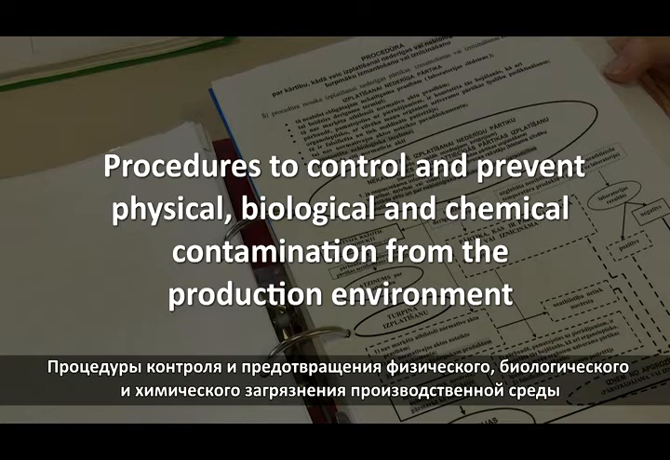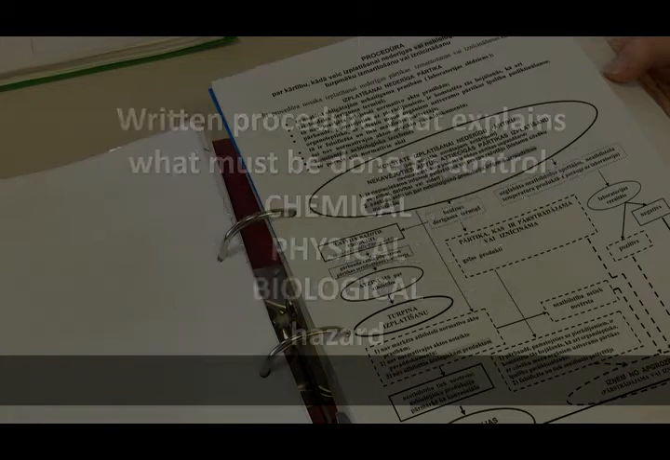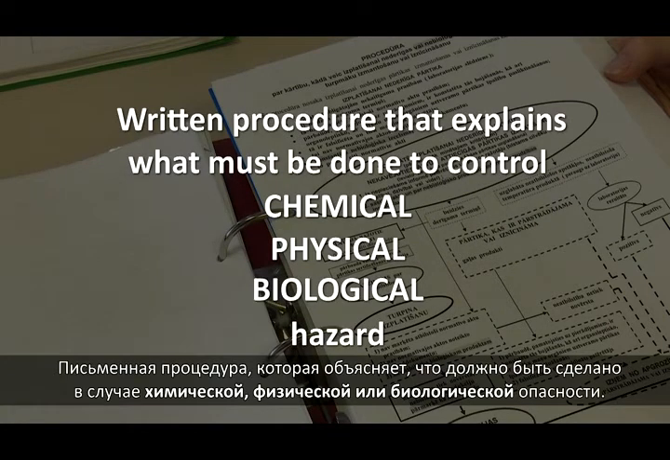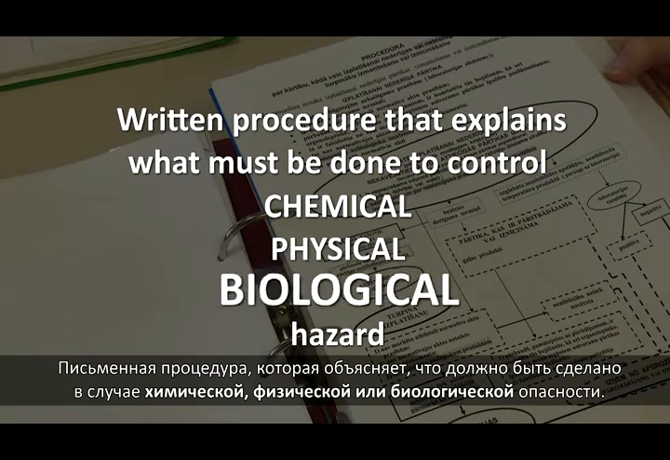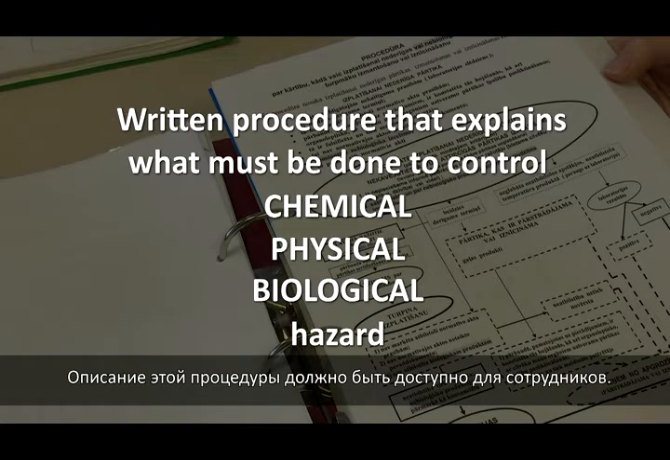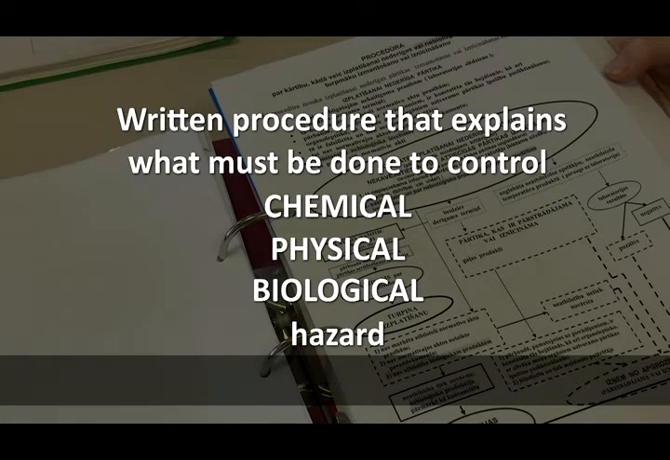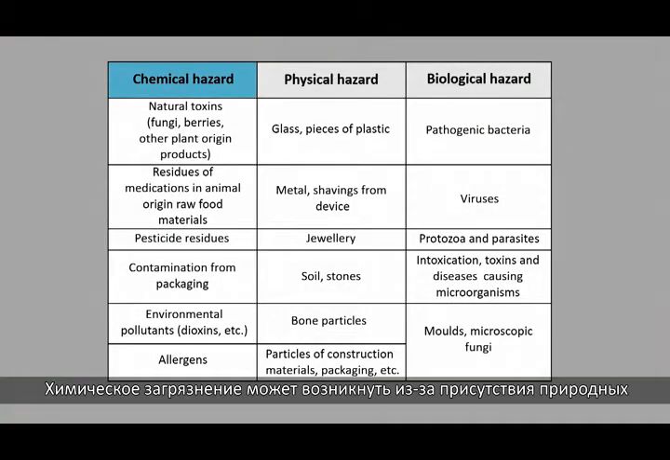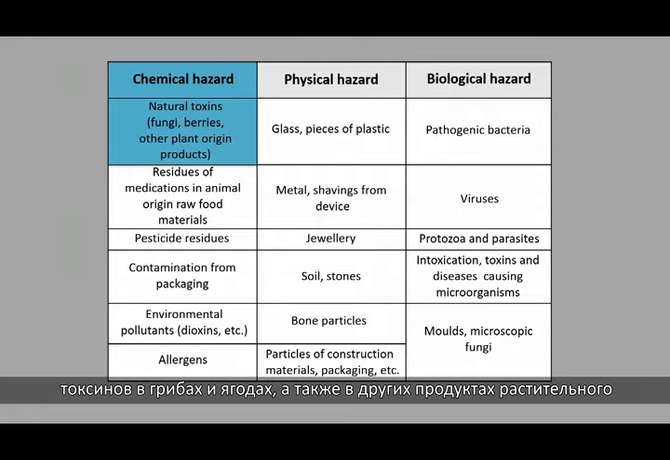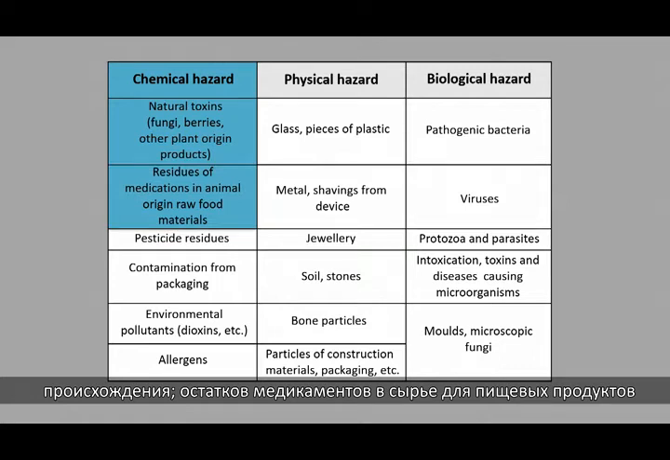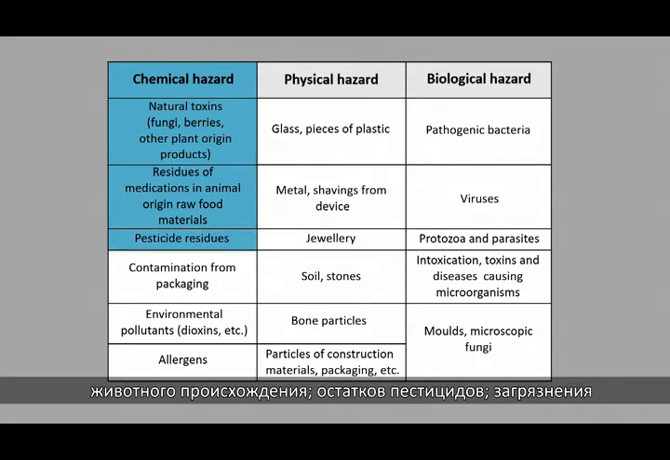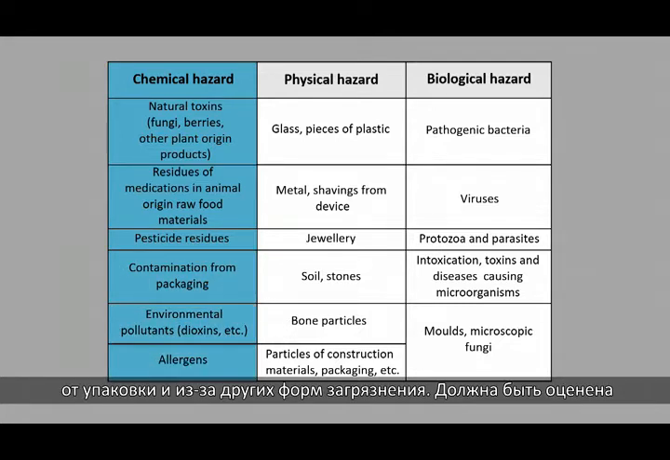Procedures to control and prevent physical, biological, and chemical contamination from the production environment. Written procedure that explains what must be done in the event of chemical, physical, or biological hazard. The description of this procedure must be made available to employees. Chemical contamination can arise from natural toxins present in fungi and berries, as well as other products of plant origin, residues of medication in raw food materials of animal origin, pesticide residues, contamination from packaging, and other forms of contamination. The possibility of the occurrence of such hazard must be assessed and appropriate measures must be taken.